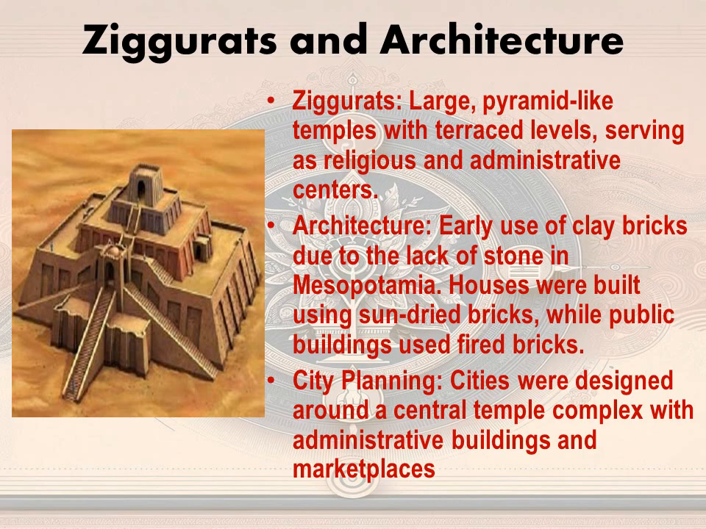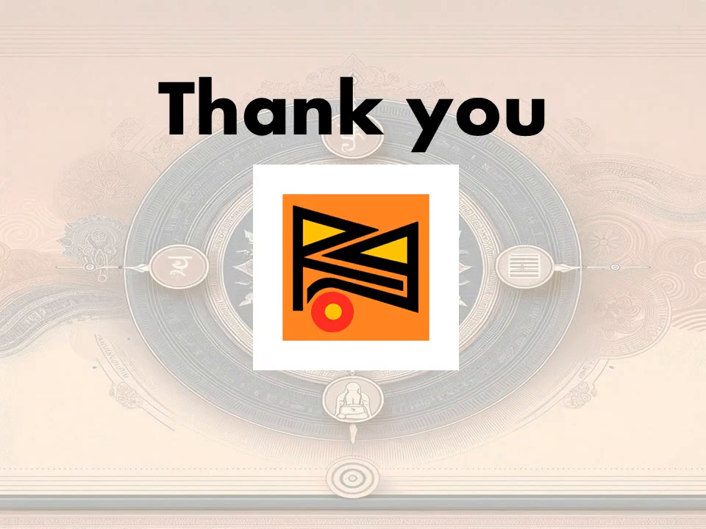City planning. Cities were designed around a central temple complex with administrative buildings and market places. Now, cities were around a central temple complex, means a temple used to stay in the center and all the houses and other official buildings were around the temple. So the temple was in the center, and all the administrative buildings, common houses, marketplaces used to be built around the temple. So that was all for today.